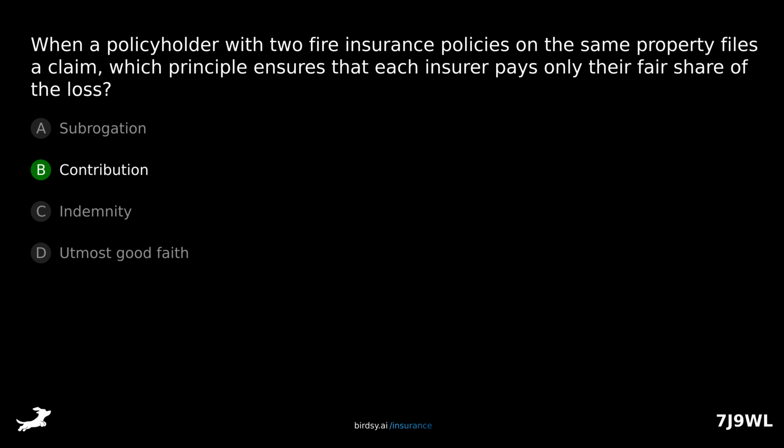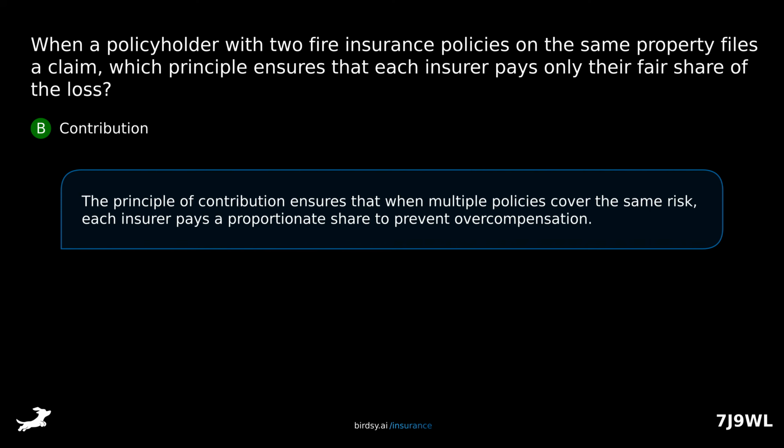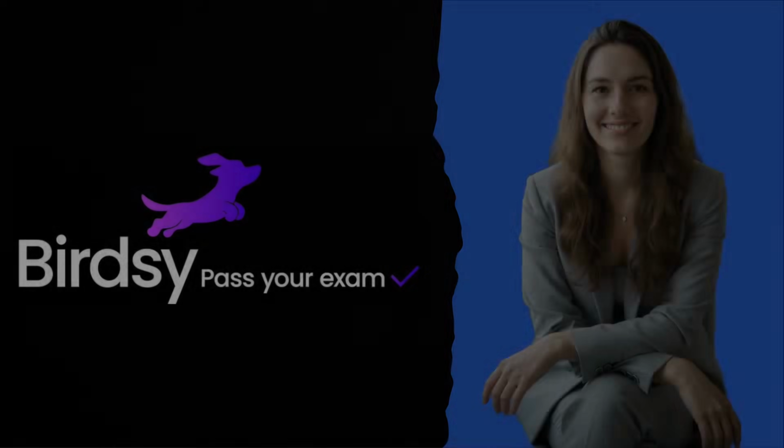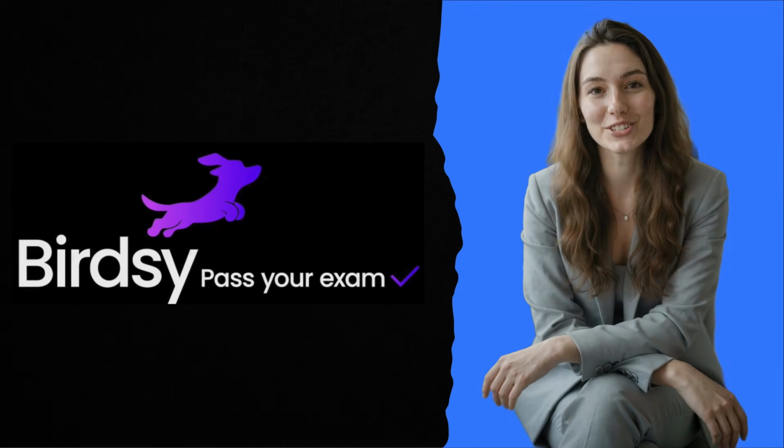The correct answer is B, contribution. The principle of contribution ensures that when multiple policies cover the same risk, each insurer pays a proportionate share to prevent overcompensation. How'd you do on the first 5 questions?